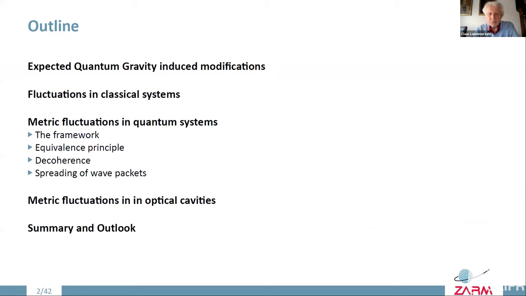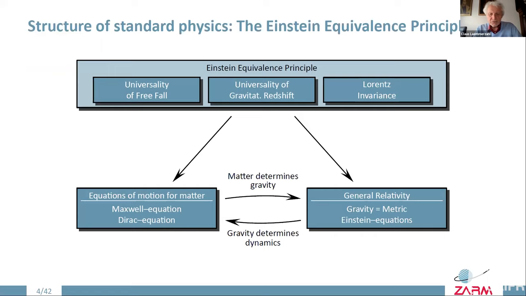So the standard model of physics today is mainly based on the Einstein equivalence principle. This consists of the universality of free fall, the universality of the gravitational redshift, and local Lorentz invariance. And from that, one can determine how the equations of motion for the matter look. So one can derive the geodesic equation, the Maxwell equation, the Dirac equation. And one observes that in these equations, there are all similar coefficients. And these coefficients then combine to the space-time metric.